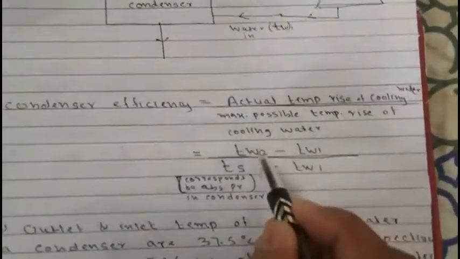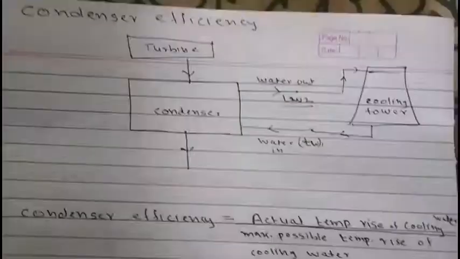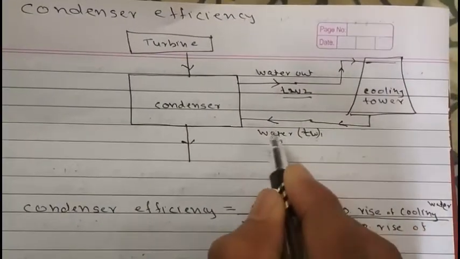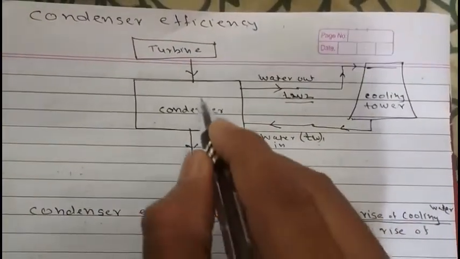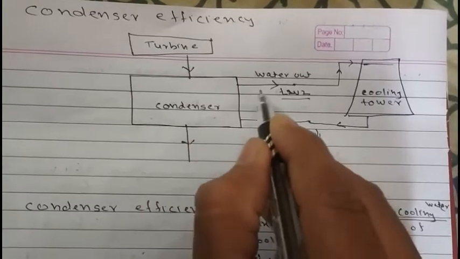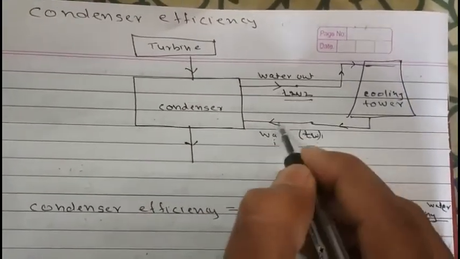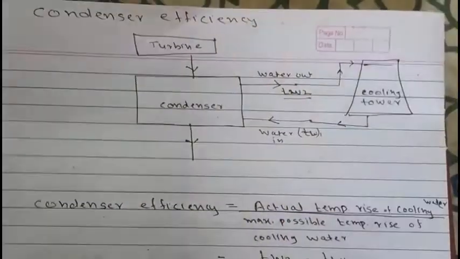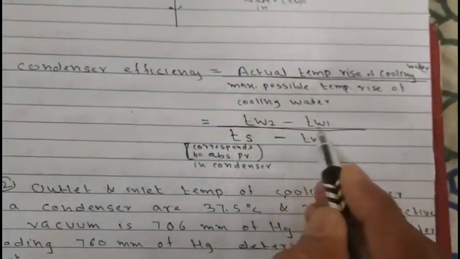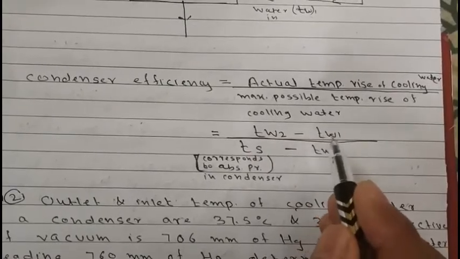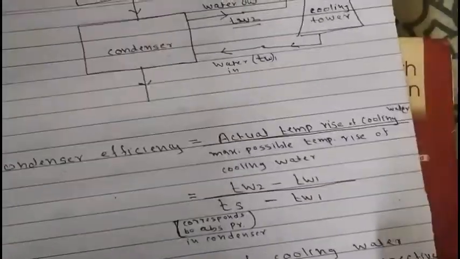Okay. So what is the actual temperature rise of water? We know that from this diagram. This is the temperature of water, TW1, entering the condenser. It comes in contact with the steam and as a result it gets heated, so the temperature will increase. This is TW2. So how much is the actual rise? TW2 minus TW1 is the actual rise in the temperature of cooling water.